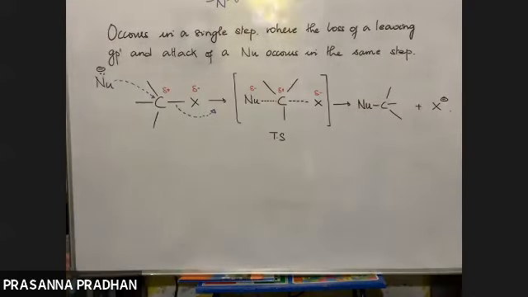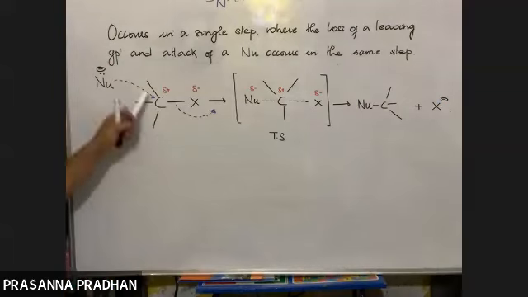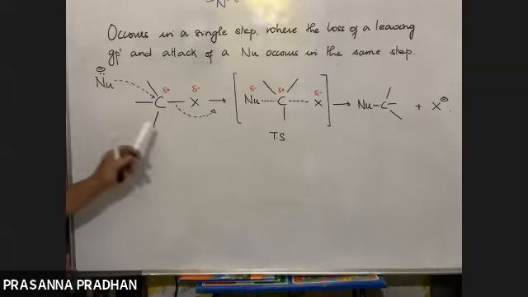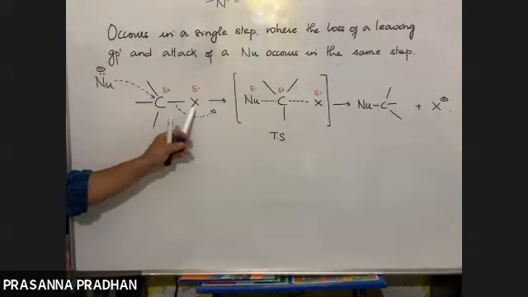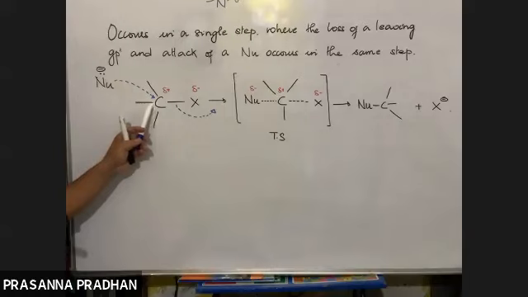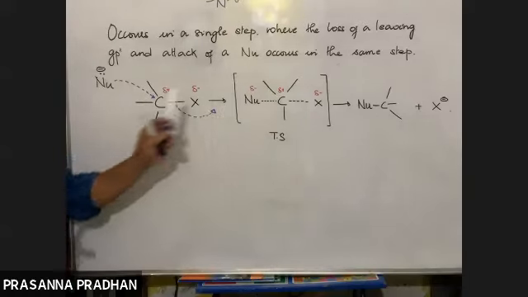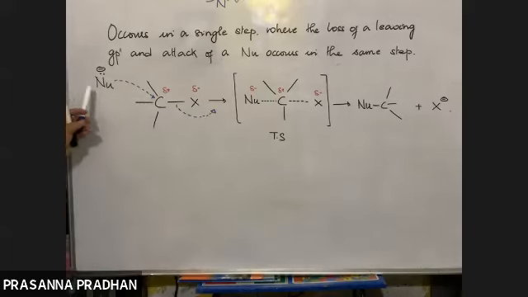Is it understood? It is a single step reaction with the loss of the halide or leaving group and the attack of the nucleophile occurring in the same step. Now, is it possible for the nucleophile to attack from this side? No, it is blocked by the leaving group. So there is only one possibility: the nucleophile has to attack the carbon from the side opposite to the leaving group.